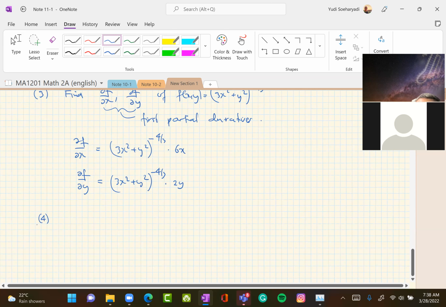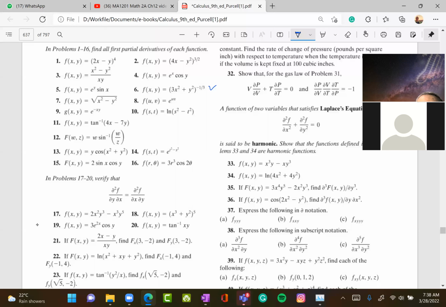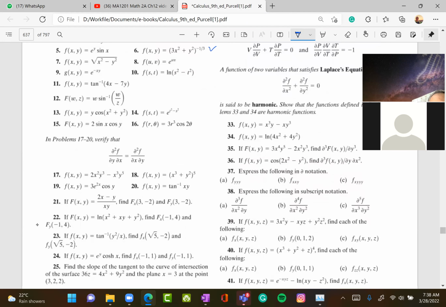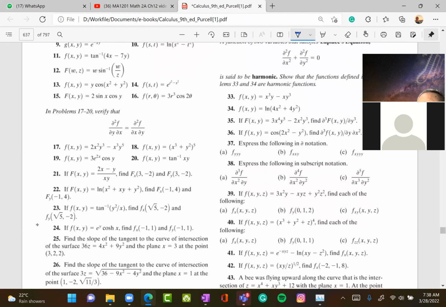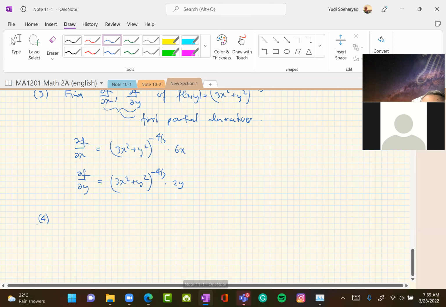Let's do something else. Okay, now let's compute the second derivative. What does second derivative mean? We'll see. Tangent inverse of x, y. All right. So before going to that one, let's do second derivative.